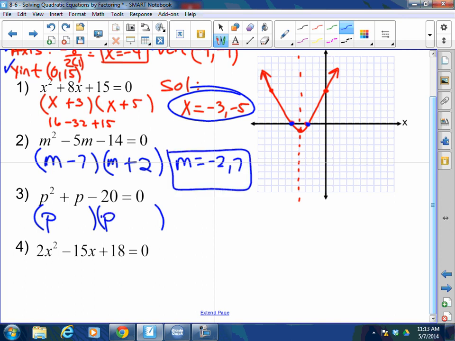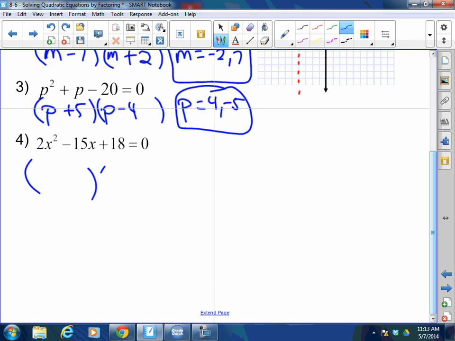Here, what times what is negative 20, but when added together, it's positive 1? Positive 5, negative 4. So what are my solutions? P equals, set each of these equal to 0, guys. 4, negative 5. Very good.